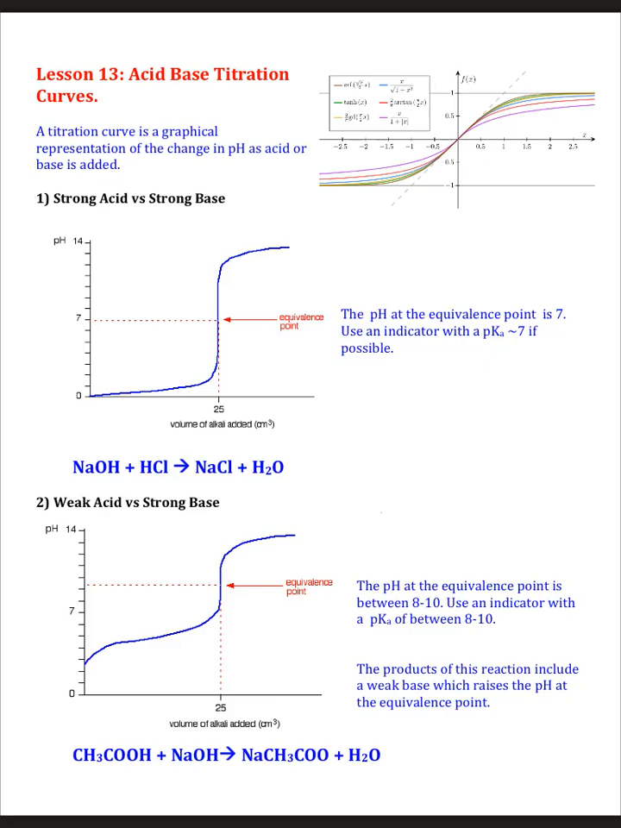Lesson 13, Acid-Base Titration Curves. A titration curve is a graphical representation of the change in pH as an acid or base is added in a titration. So when you plot pH, 0 to 14, on the y-axis, and on the x-axis the volume of base added in milliliters, if you plot all the data, you get this very striking, nicely shaped curve.